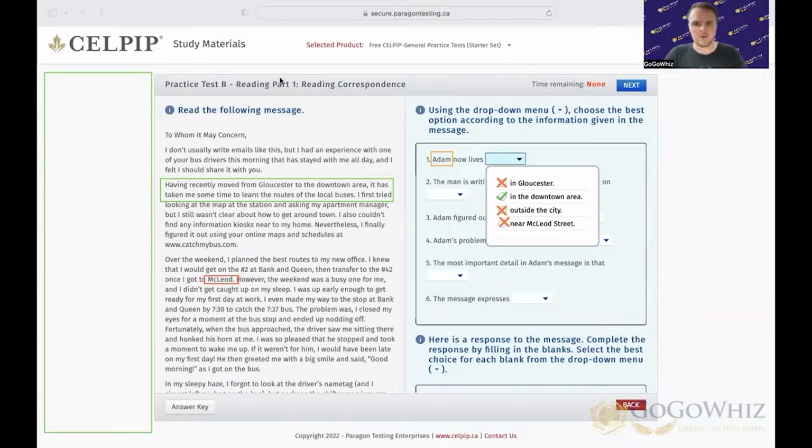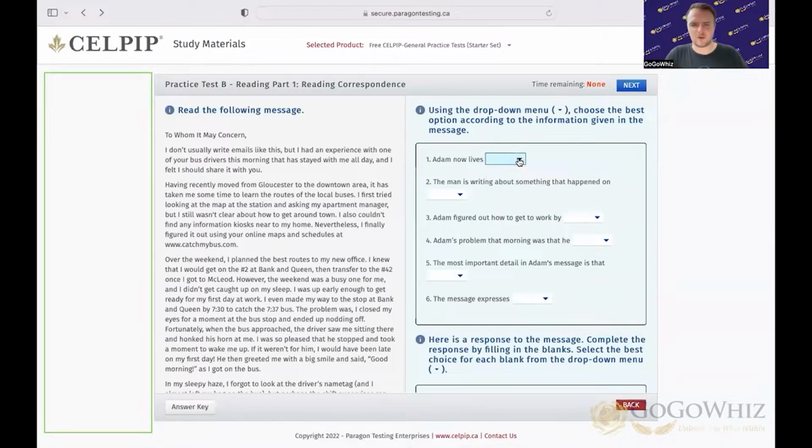Okay, so that's number one. Pretty easy. Number one's almost always going to be very easy, so it smoothly gets you into it. And as we progress further into this test, the questions will get a little bit more challenging.